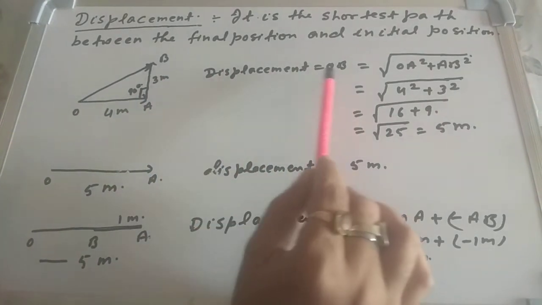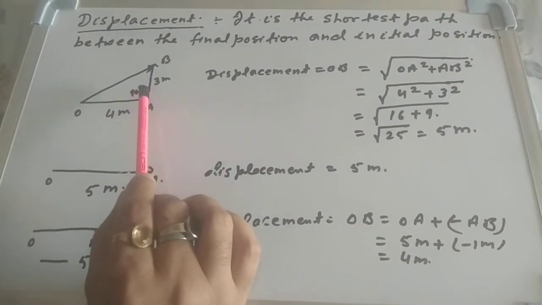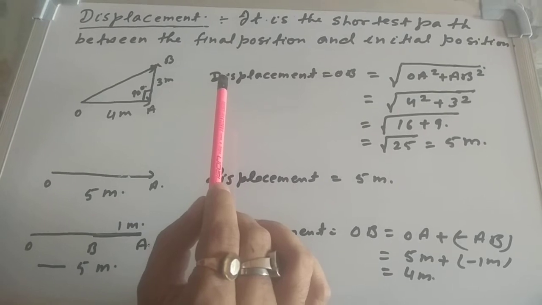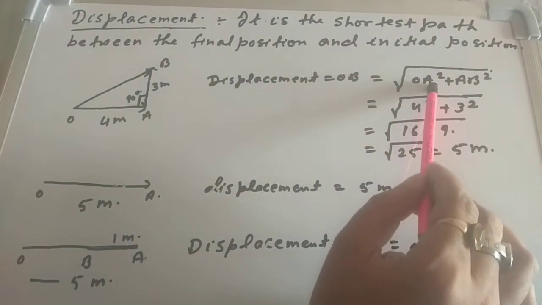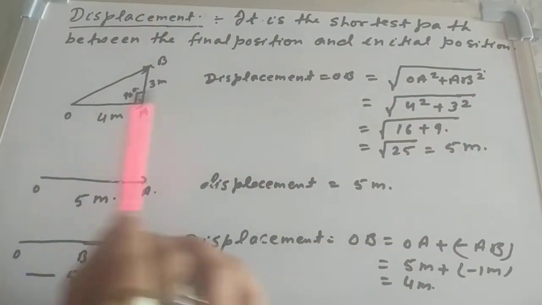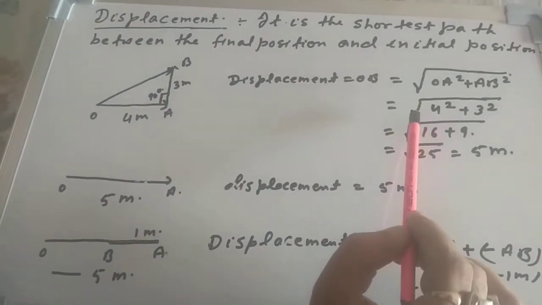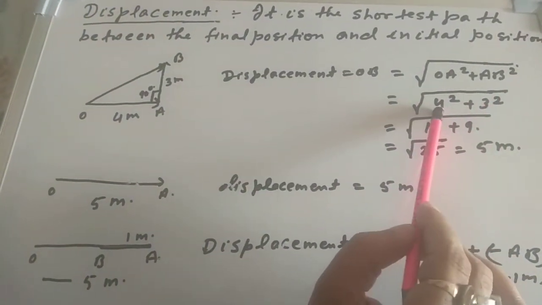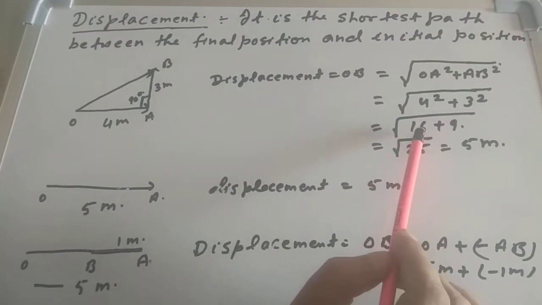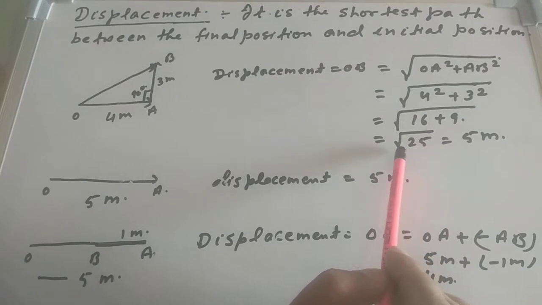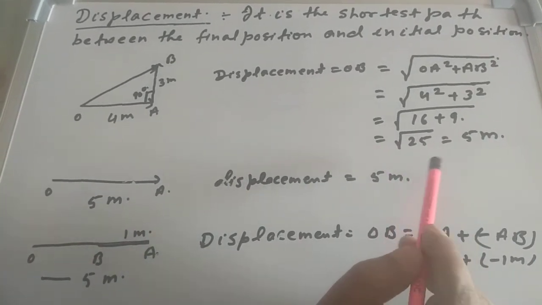So displacement is equal to OB, and you can clearly see this one is a right angle triangle. So we will apply the Pythagoras theorem, that is OB is equal to under root OA square plus AB square. Now OA is 4 meter and AB is 3 meter. So that will become under root 4 square plus 3 square, under root 16 plus 9, under root 25, that is 5 meter. So displacement is 5 meter.